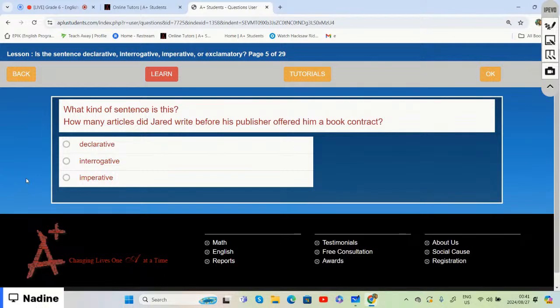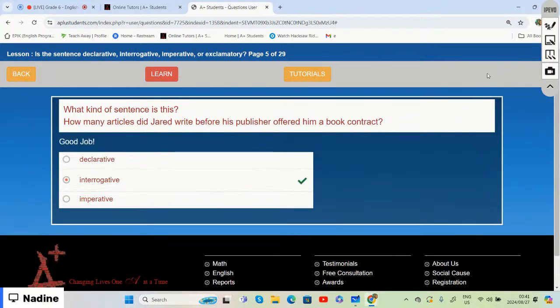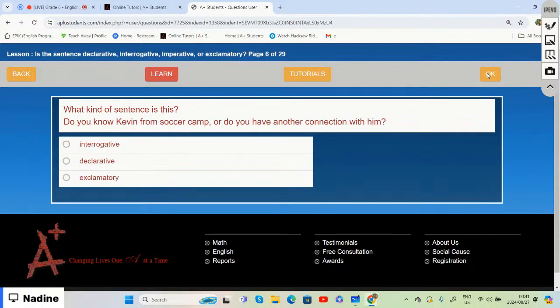All right, and if we were to choose the correct one, it says, how many articles did Jared write before his publisher offered him a book contract? Remember it ends with a question mark. So we will choose option two, which is an interrogative. Remember, interrogative is like you're asking people questions, like interrogating that person. So option two is correct. Well done.